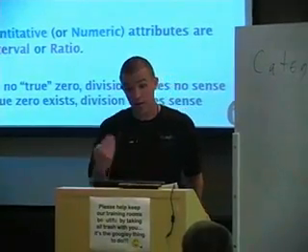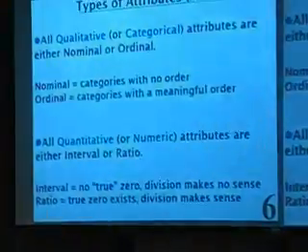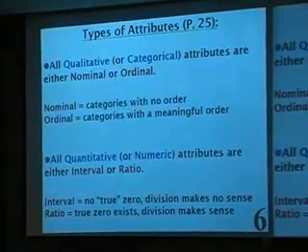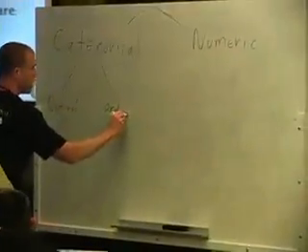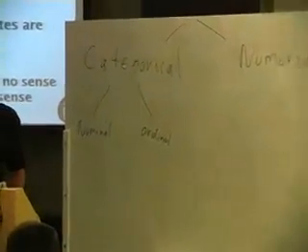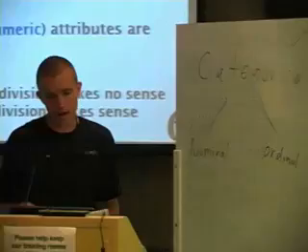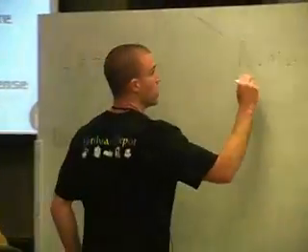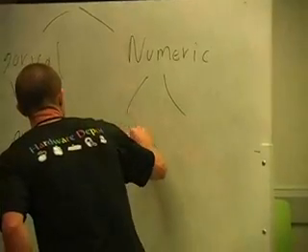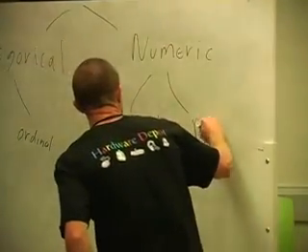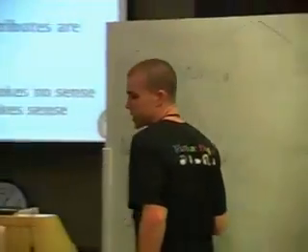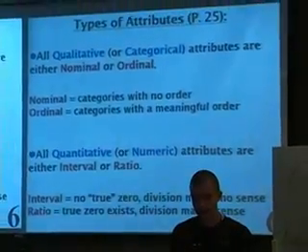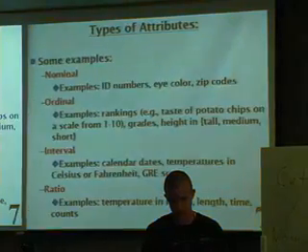After that, the categorical ones break down into nominal or ordinal, the distinction there being whether or not there's order. That depends whether or not the categories have order that you care about or you don't care about the order. And then the quantitative or numeric attributes break down into interval or ratio. The distinction there is simply that for ratios, we have a true zero and we can divide them, whereas for interval it really doesn't make sense to do the division.